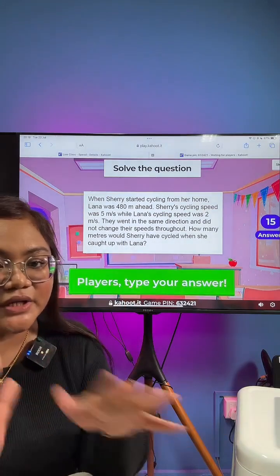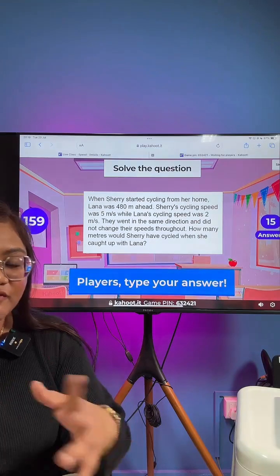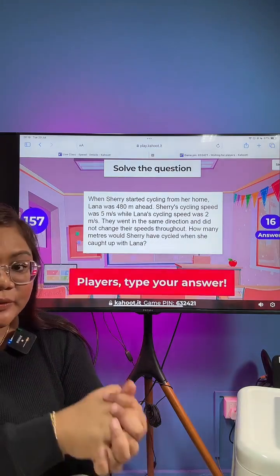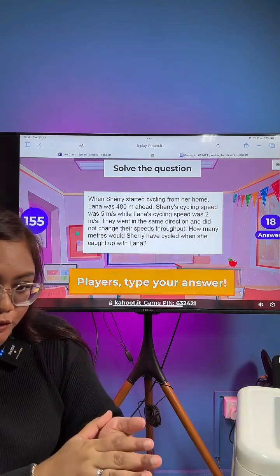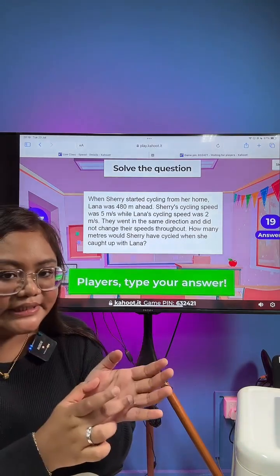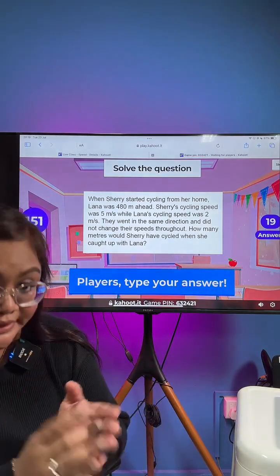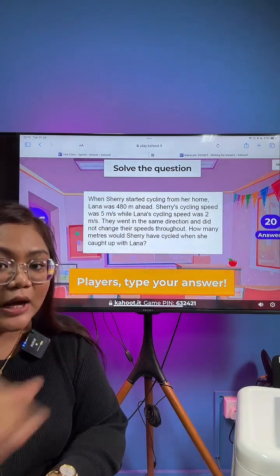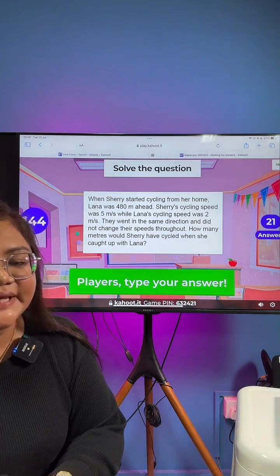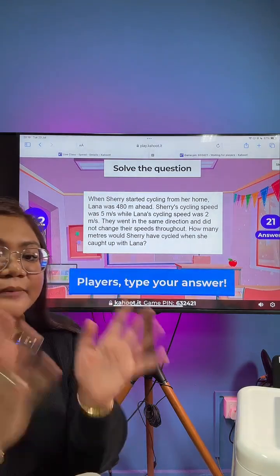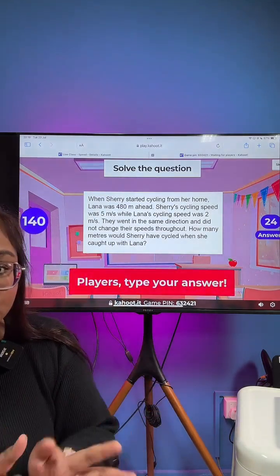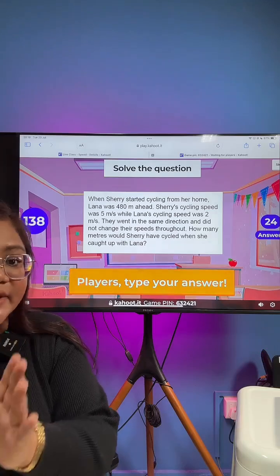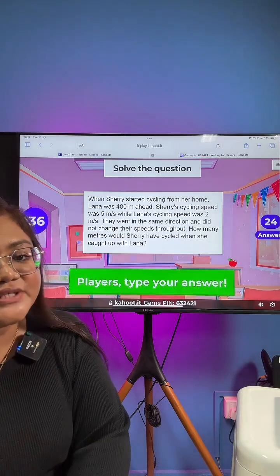Should I just give you the formula? You want to try if I give you the formula? So time taken to catch up equals to, I hope you're listening, total distance apart out of the difference in speeds. Time taken to catch up equals to total distance apart out of difference in speeds.